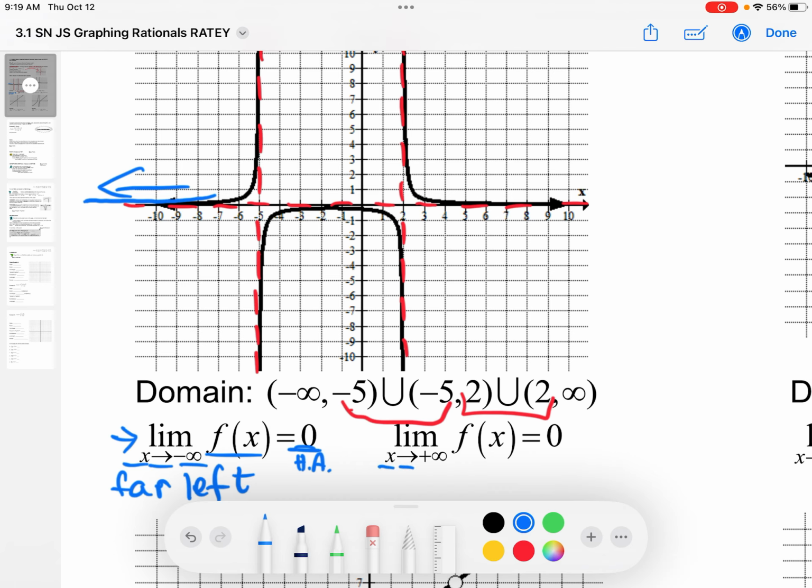Then on the other limit, the limit of f of x as x approaches positive infinity, that is the far, far right edge of the graph. And on the far right, again, we are approaching that horizontal asymptote of y equals 0.